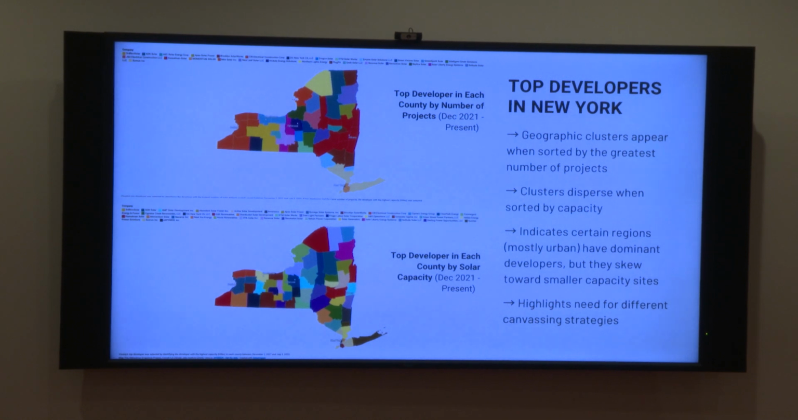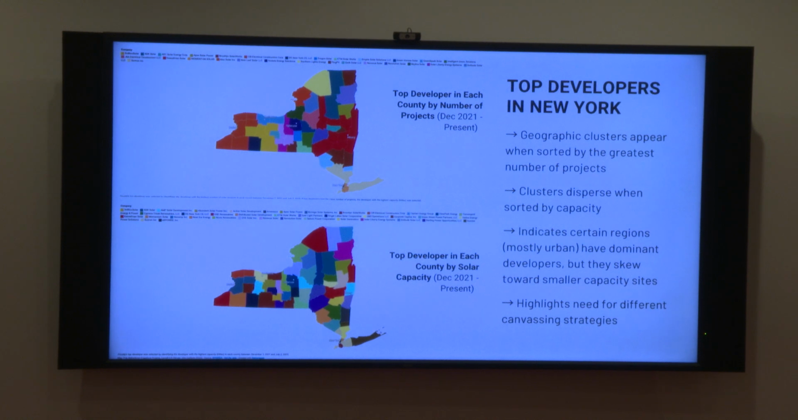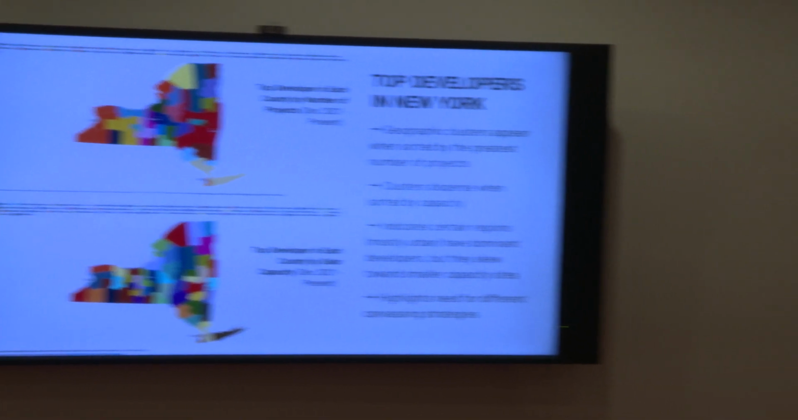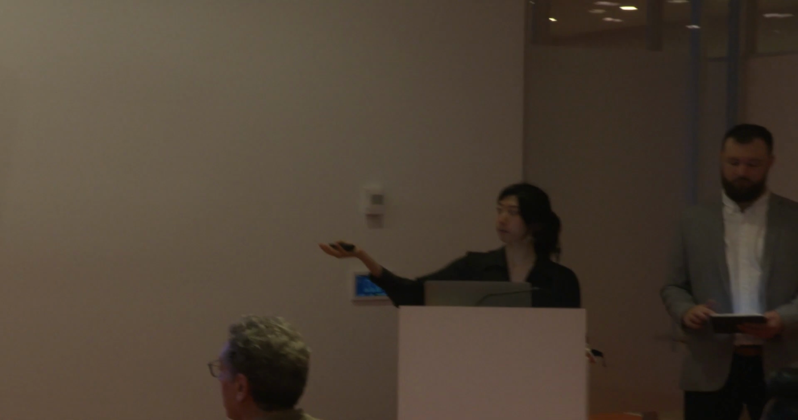And what you immediately notice is that geographic clusters appear when you sort it by the greatest number of projects in the first one. But those clusters disappear when you go by capacity on the bottom map. And what it really shows is that certain regions, mostly the urban ones, again, spreading from the New York City, Long Island area up to Albany, they have dominant developers that are doing the most projects in these clusters of counties, but they skew towards smaller capacity sites. And we know that because looking at the second map, the pattern doesn't hold.